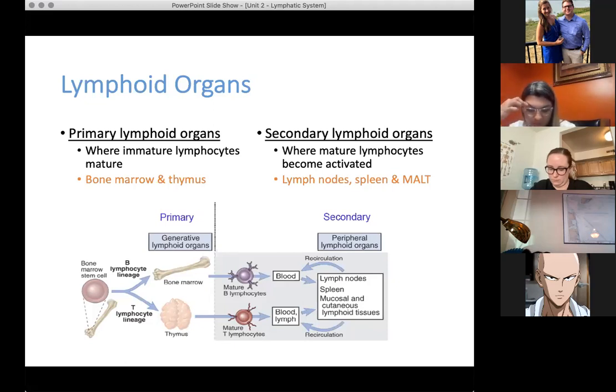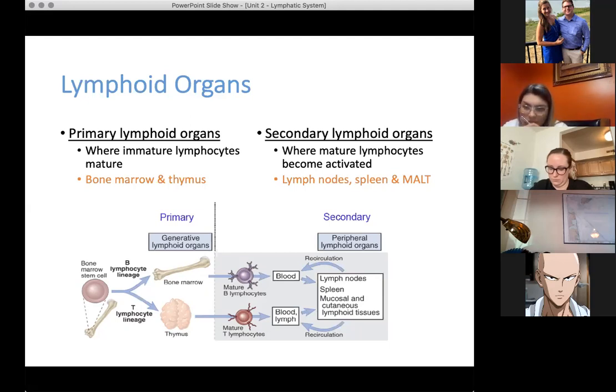So you've got the lymphocytes and you've got macrophages that are cells that are part of the lymphatic system. And lymphoid tissues provide a place for these cells to hang out, and a location for these cells to make copies of themselves.